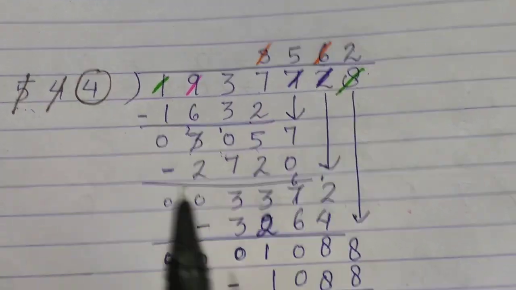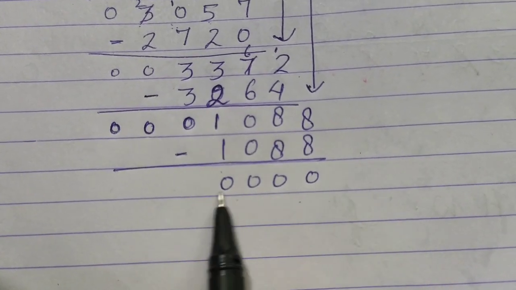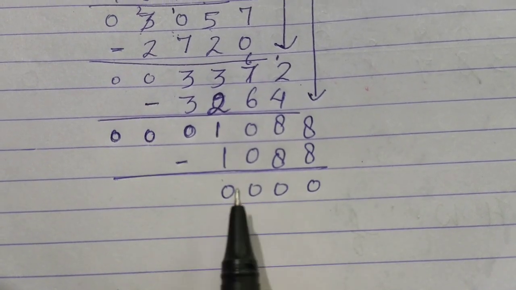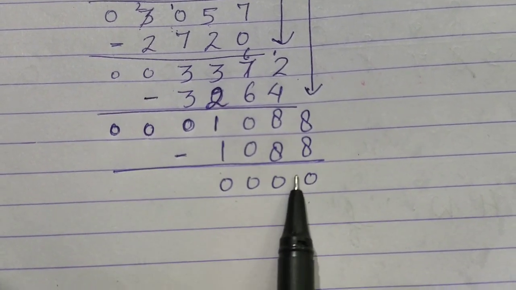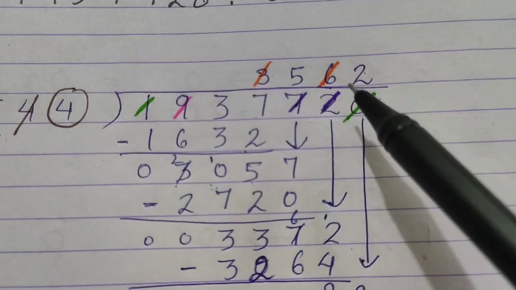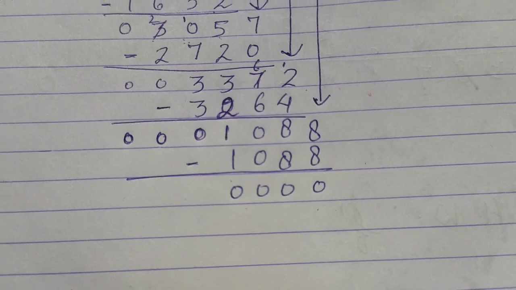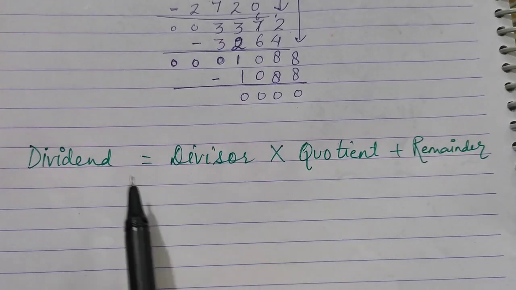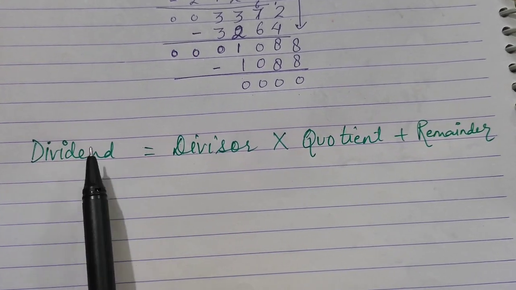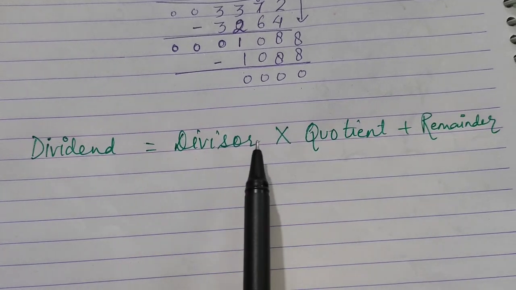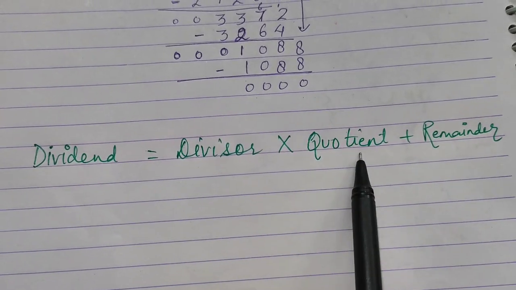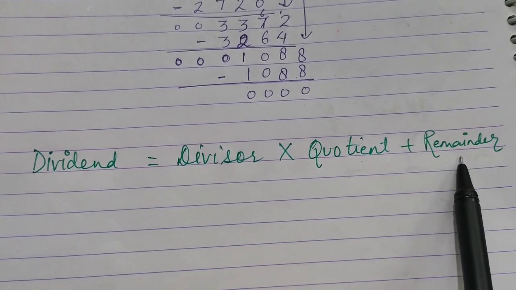This is how you strike. Just observe there is no remainder. Had there been a remainder also, we would have done the same thing. Just as we have cast out 9 here, we would do the same in the remainder. Okay. The next step is to remember the formula where dividend is equal to divisor multiplied by quotient plus the remainder.